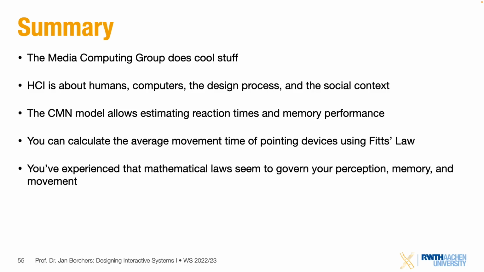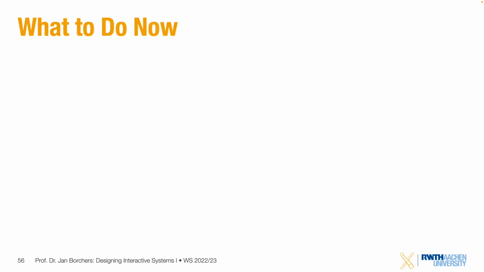What I also hope you've seen is that there are actually mathematical laws that govern some aspects of our perception, our memory, and movement, right? So we can create simple engineering mathematical models, even though they don't get anywhere near the truth of how our bodies and our minds work, but it's good enough to get some estimates to use in design work as engineers and researchers. What do you need to do now?